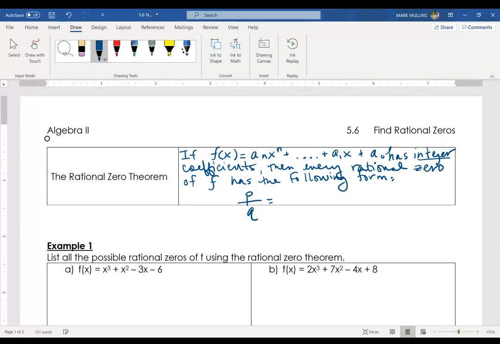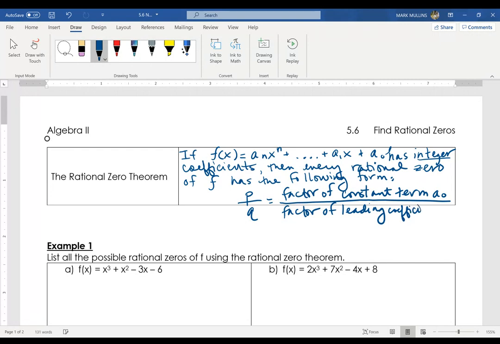where p is a factor of the constant term, a sub 0, so that's at the end, our constant, and q is a factor of the leading coefficient. In our case, for our fake polynomial, a sub n. That sounds like a lot, so we're going to look at what this really does in practice.